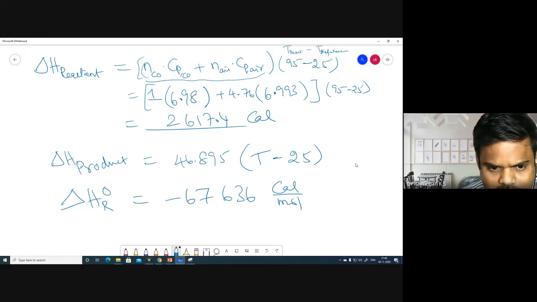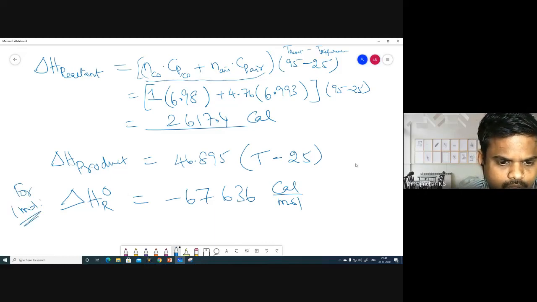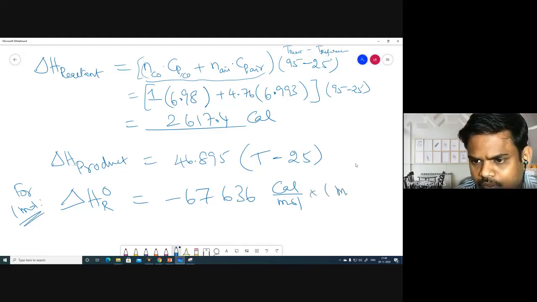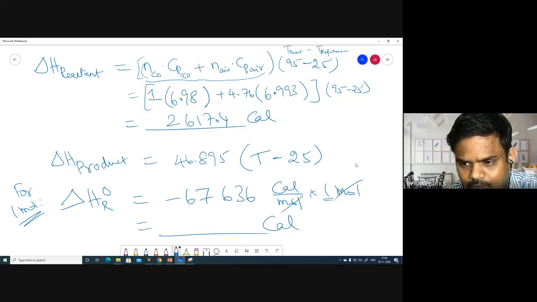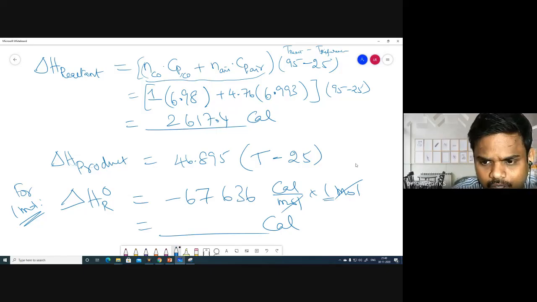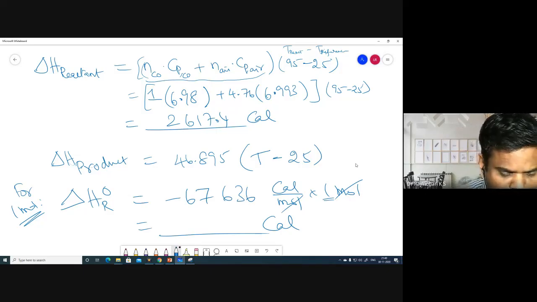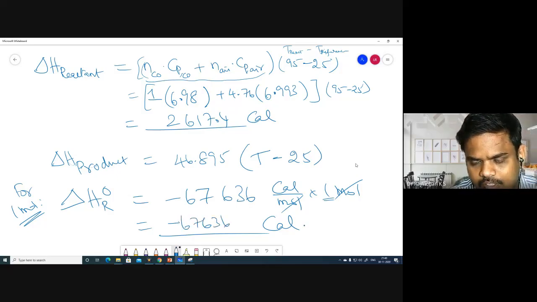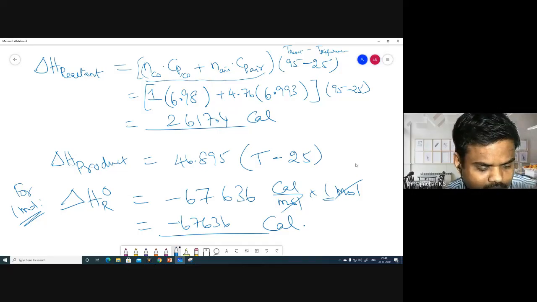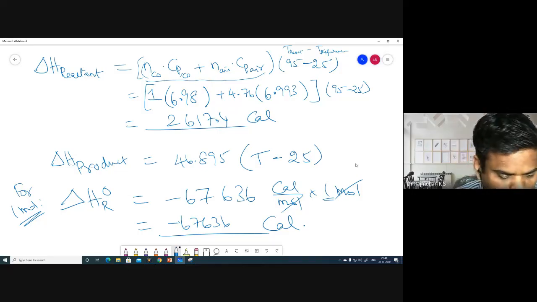But what is our basis? We have 1 mole. So delta H multiplied by 1 mole gives us this many calories. In this particular case we have only 1 mole, but otherwise we would have a multiplying factor according to our basis. So we have minus 67,636 calories only, and the mole gets cancelled. This is the total heat. So now what you can do is the total heat released.